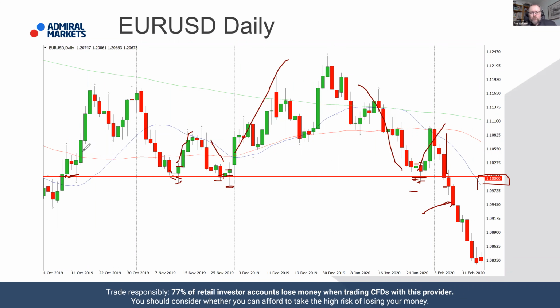And that's why, personally, I like to see bounces, whether that be bounces off dynamic support and resistance or bounces off particular levels. That's what I have found, for me, what I particularly prefer when it comes to looking at trading opportunities.